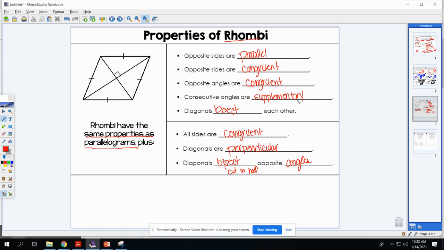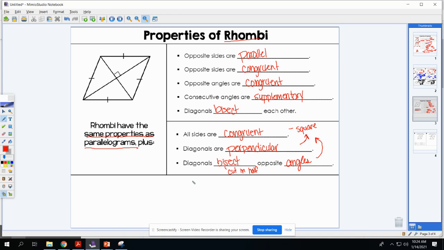So I want to think about the properties here of a rhombus versus the properties of a square. So all sides are congruent. Well, that's also in a square, right? Diagonals are perpendicular. Well, guess what? That's also in a square. And our diagonals bisect opposite angles. Well, guess what? That's also in a square. So what's the difference here between a rhombus and a square? A rhombus and a square.